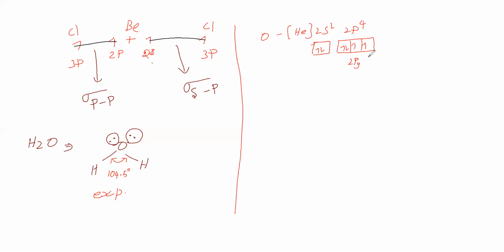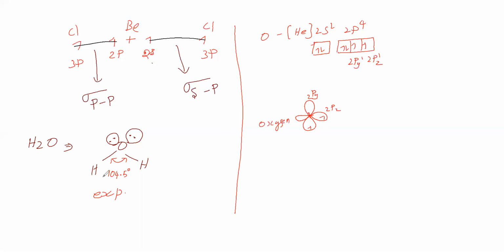So in 2p, 2 unpaired electrons are present. Suppose one is in 2py, another in 2pz. This is the 2py atomic orbital, and this is the 2pz atomic orbital. So 2 unpaired electrons are there: 2py has 1 unpaired electron, and 2pz has 1 unpaired electron. Now we will consider this oxygen nucleus, with its 2py orbital and its 2pz orbital, each having 1 unpaired electron.